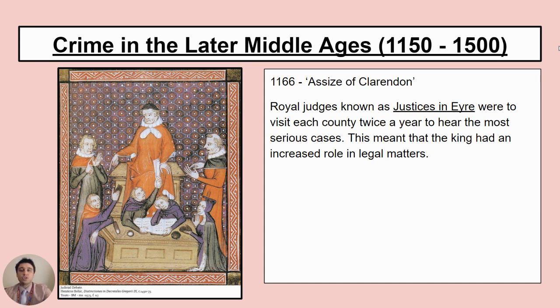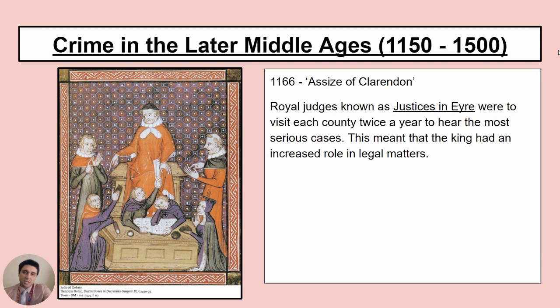What this meant was royal judges, people that Henry had picked himself, known as justices in Eyre, and Henry sent them all off across the country. They would visit each county twice a year, and their job was to hear the most serious court cases. This meant the king had an increased role in legal matters.